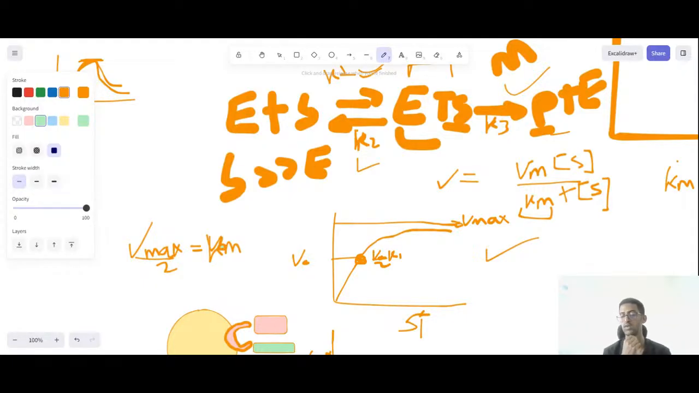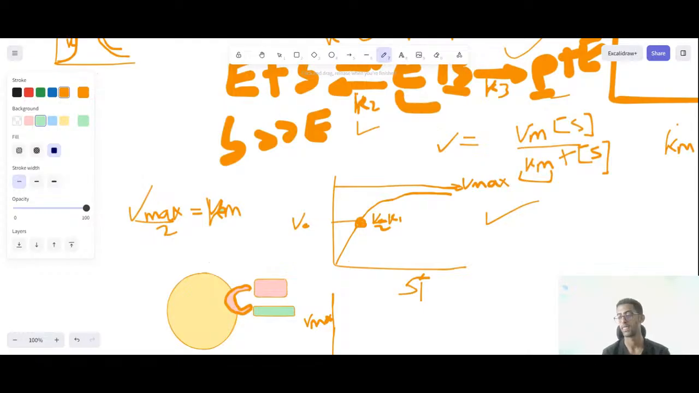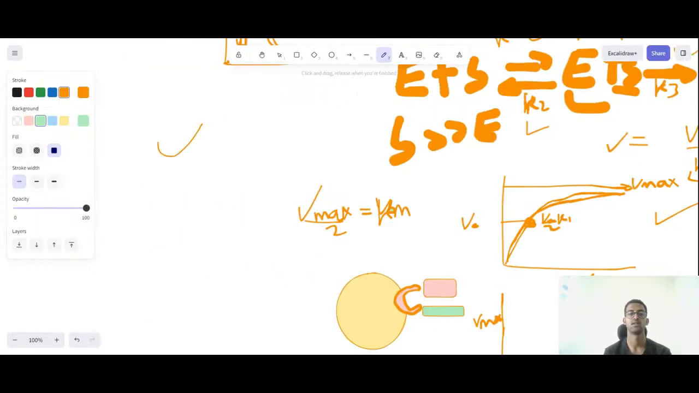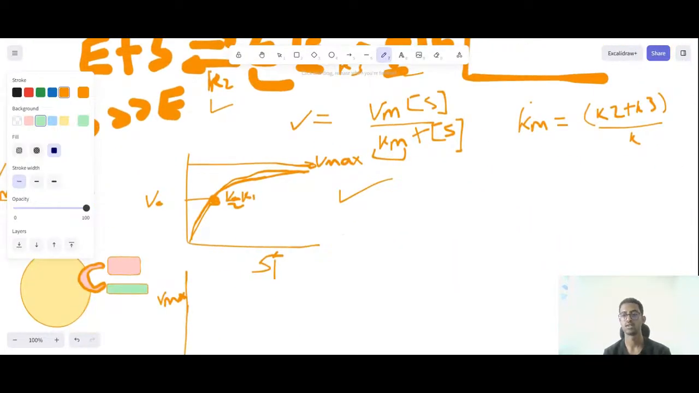So this graph is hyperbolic, not parabolic. It is a hyperbola; it doesn't work like a parabola. Then you have this asymptote, kind of unreachable asymptote. The asymptote can be anywhere, it can even be like that. Okay, so this is Vmax.